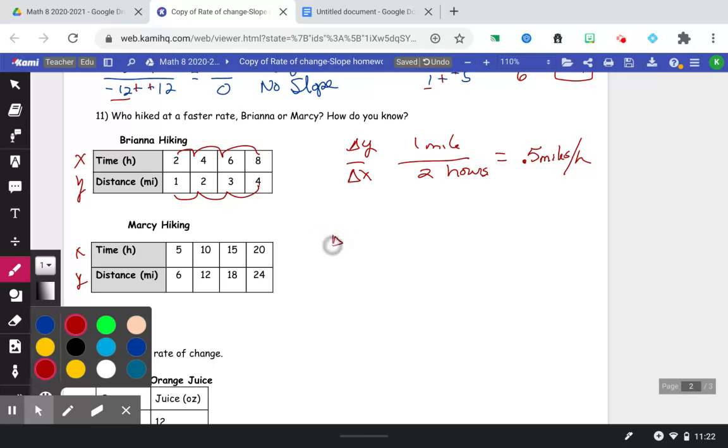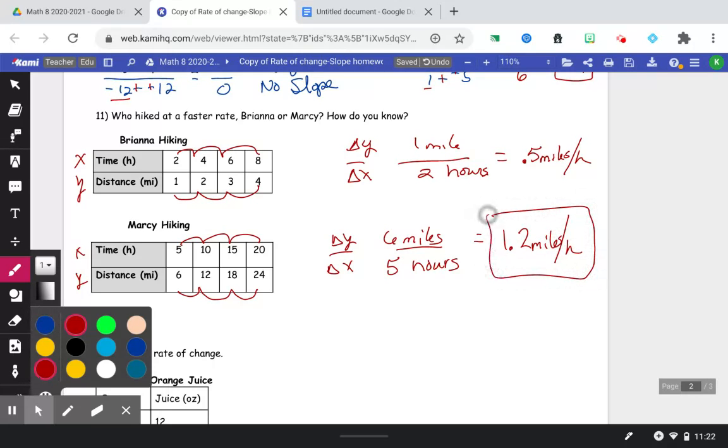Now I'm going to do the same thing for Marcy. So she is going at a rate where it's increasing by 6 miles for every 5 hours. So if I divide that, her rate is 1.2 miles per hour. So she is going farther per hour. So Marcy is hiking at a faster rate.